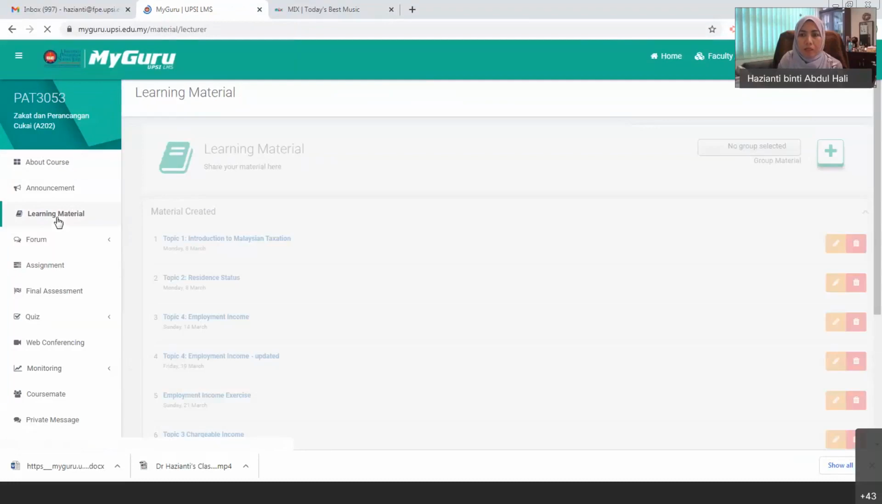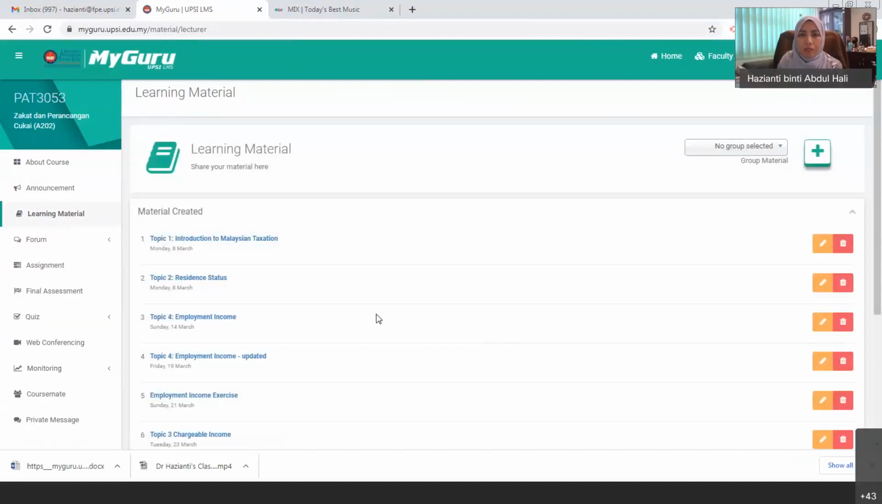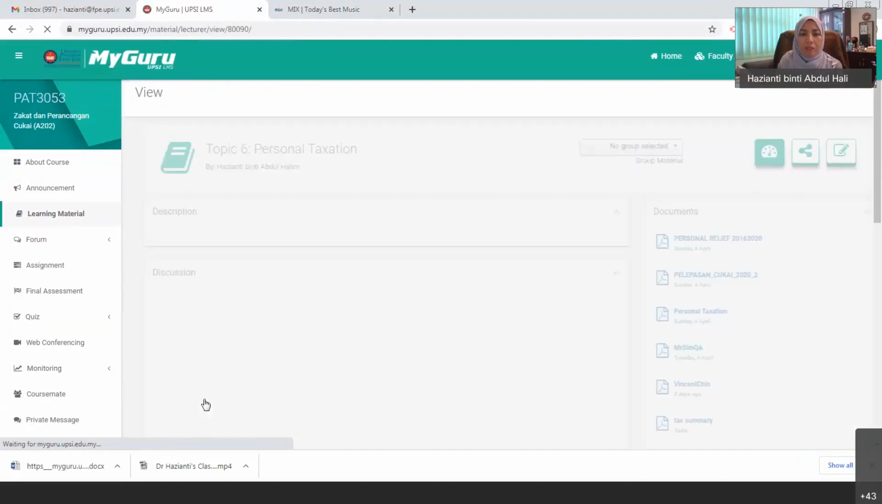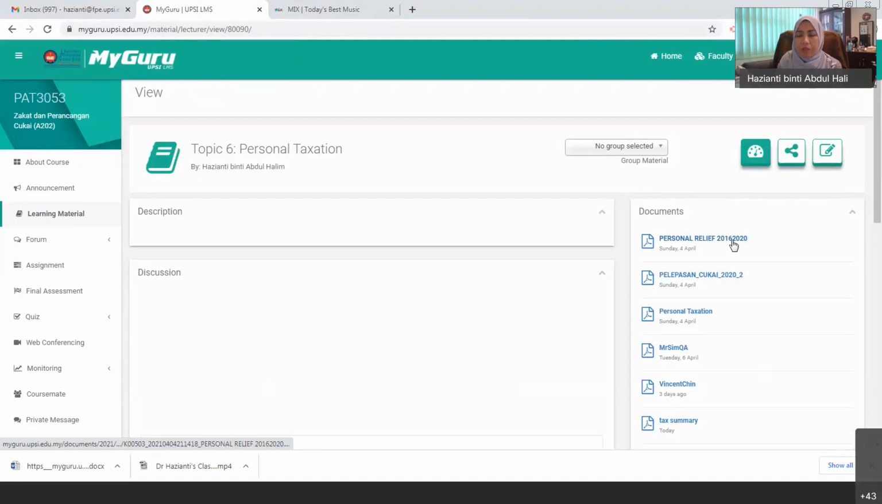Okay, so under learning materials, I don't know what your interface looks like, so this is my interface. In personal taxation, this topic 6, there is a personal relief table for 2016 until 2020, and the tax relief list. There are notes, these are the PowerPoint notes. There is the Mr. Sim question and answer, and also the tax summary table from just now, up to chargeable income, the one I showed you before. And I have also shared one more question, Vincent Chin. So for Vincent Chin, let's take a look for a moment.